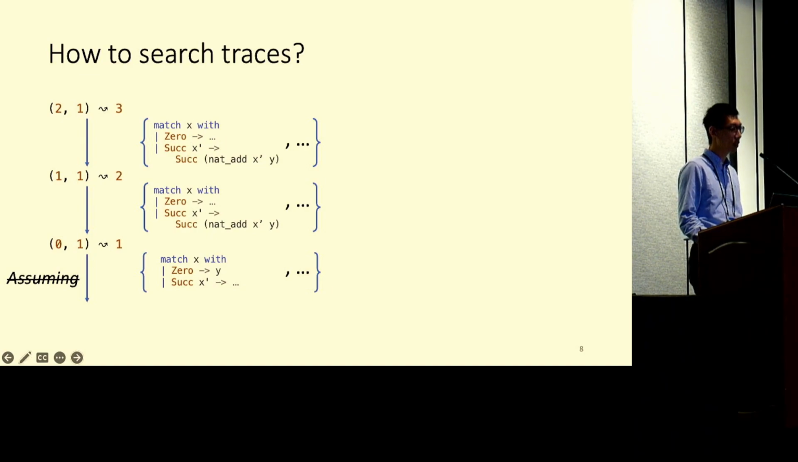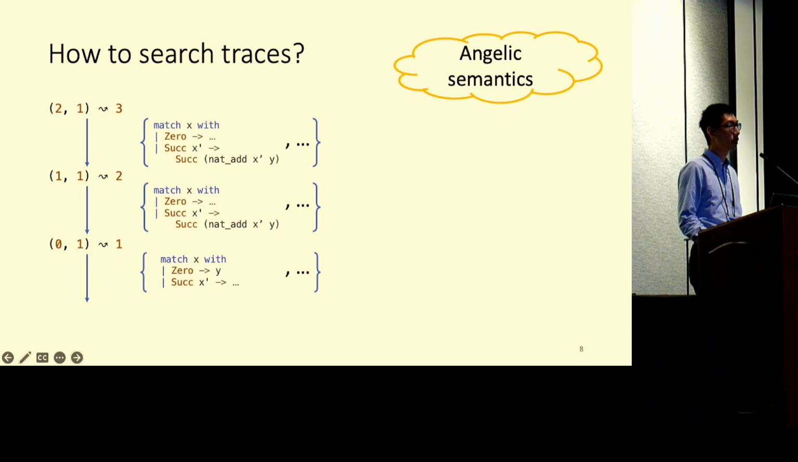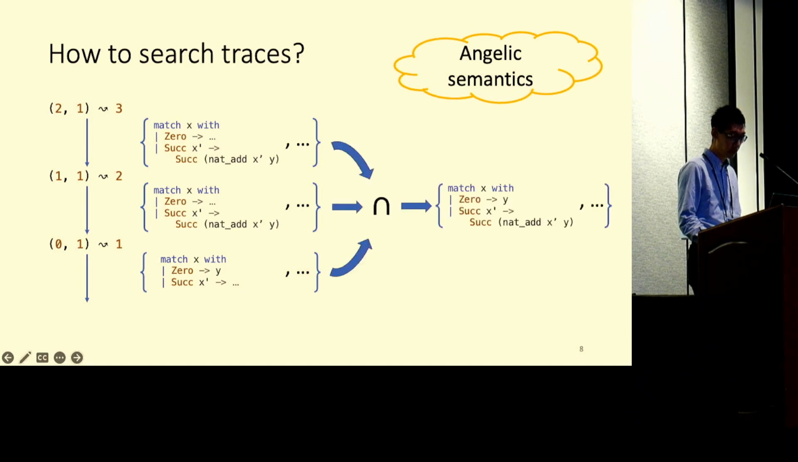This procedure described here follows what's called angelic semantics. And here we use it to search programs and traces in a cooperative fashion. As a result, each program set corresponds to either a recursive step or a base case. By taking the intersection of these program sets, we have a set of programs consistent with not only the given example, but also the recursion trace to the left.